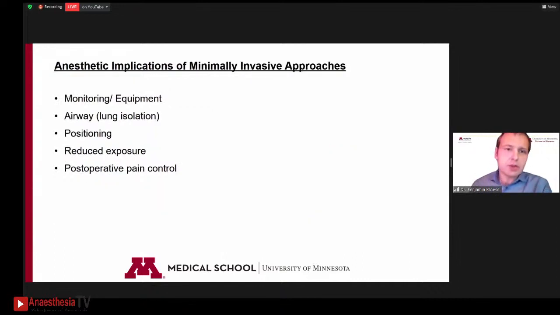Okay, so this brings me to the section where we discuss anesthetic implications of minimally invasive approaches. And again, a lot of those anesthetic implications are very similar to the full sternotomy standard approach, but there are a couple of highlights that I wanted to point out with specificity to minimally invasive approaches, but also to our pediatric population. So we're going to go through monitoring equipment, airway, positioning, reduced exposure, and the postoperative pain control.